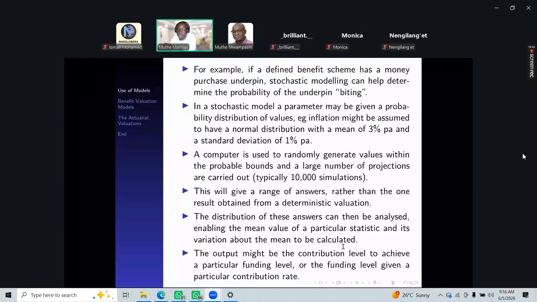I'm just giving here an example that the good thing about these stochastic models is you can employ them in such a way that you can make assumptions, like here we are saying inflation might be assumed to have a normal distribution with a mean of 3% per annum and standard deviation of 1% per annum. But of course, you'll have to check if that is a good model.